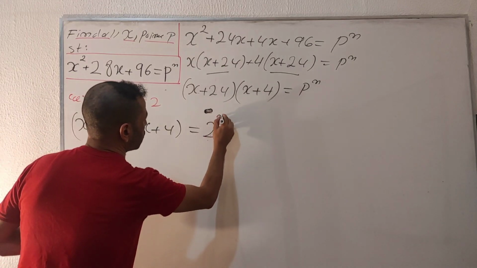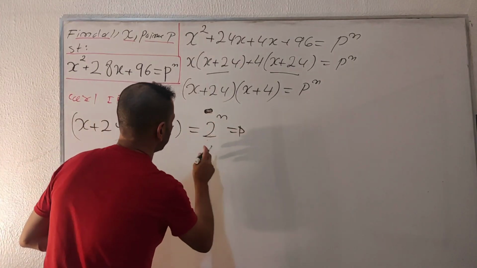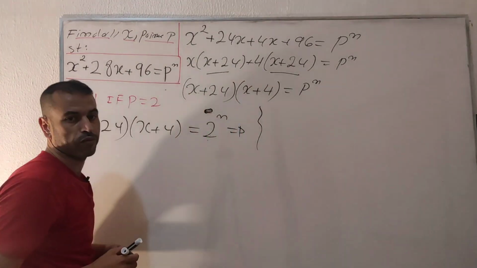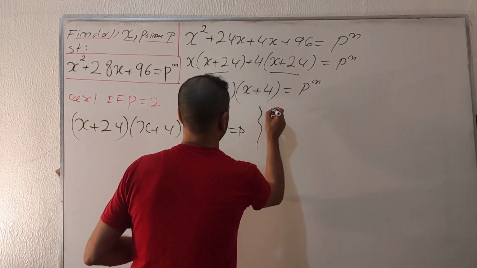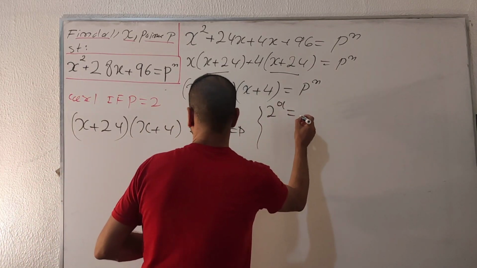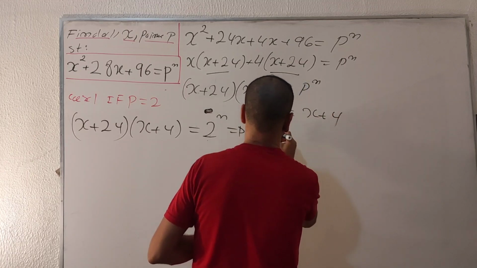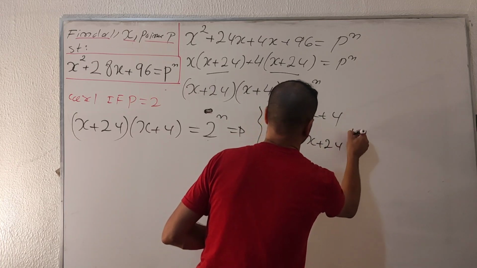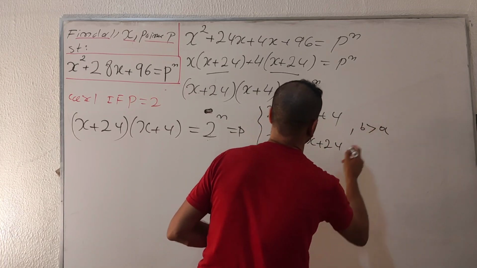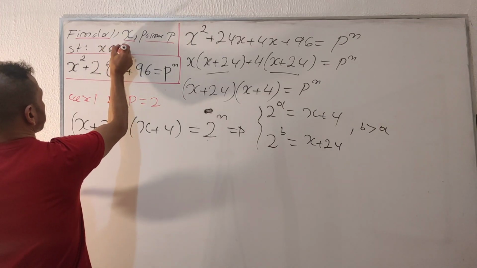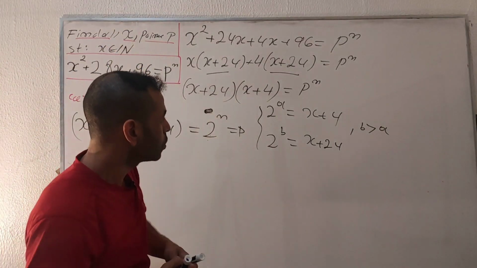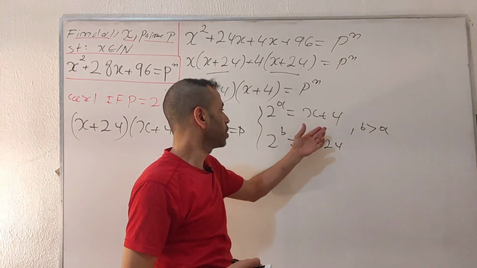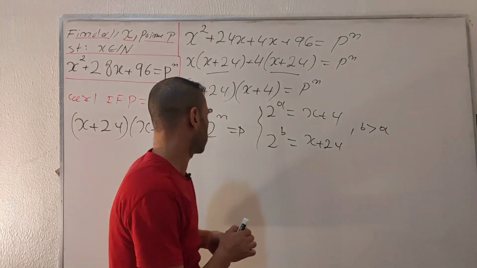Since the left hand side of this equation is a power of 2, I'm going to put this in the form of an equation system. So I get here 2 to the a equals x plus number 4, and 2 to the b equals x plus 24, where b is strictly greater than a. We forget x must be a natural number. So it's very simple here. In order to cancel out x, I'm simply going to put this equation minus this equation.